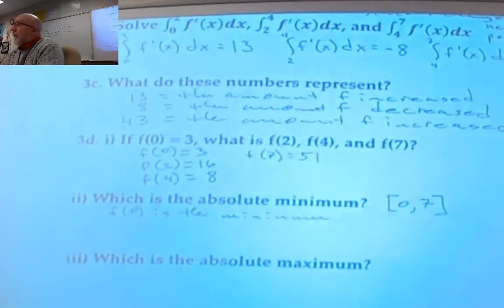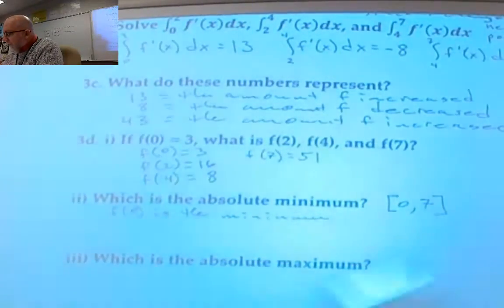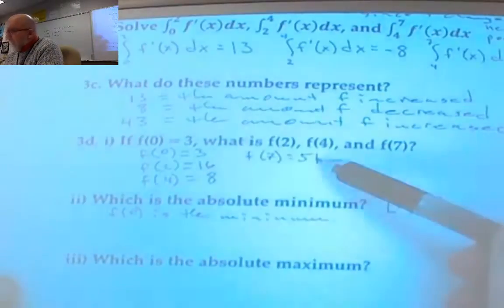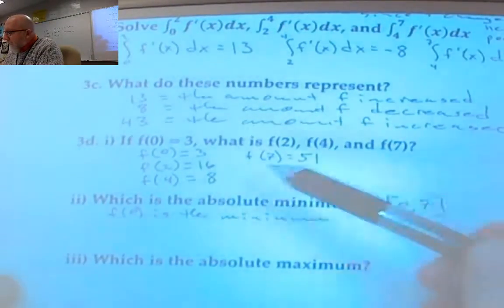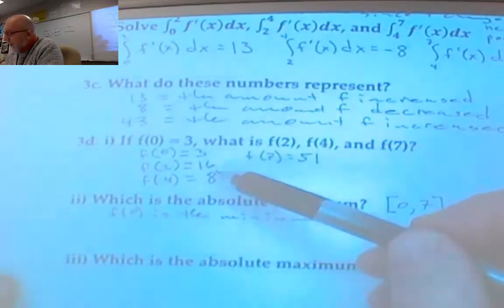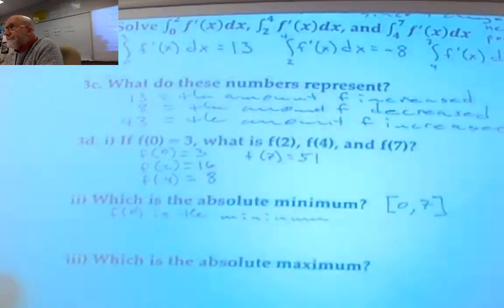Okay, that on a closed interval, absolute maxes and minimums can only occur at the endpoints and at the critical numbers. Aren't 0 and 7 the endpoints? Okay. Aren't 2 and 4 the critical numbers? Okay. And this is the biggest of that, that's the smallest of that group.